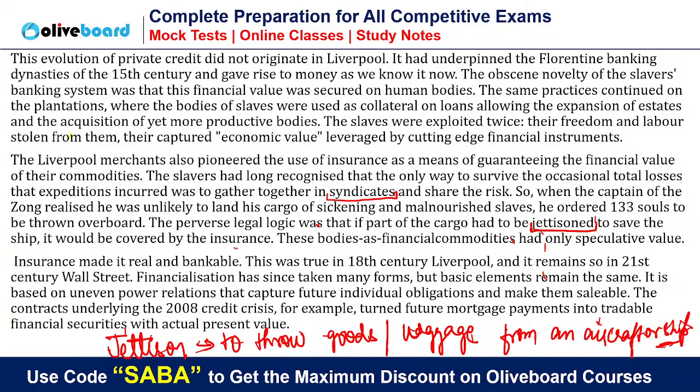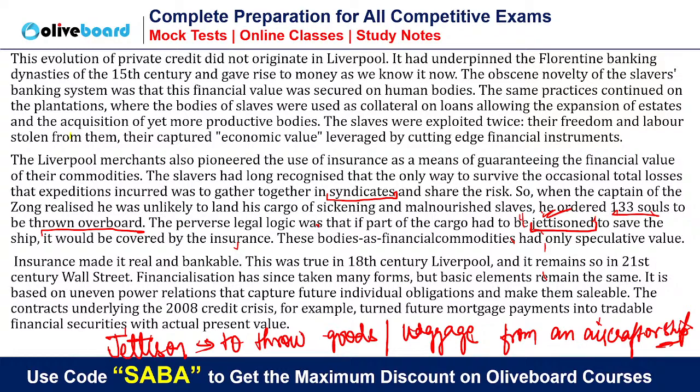So he ordered 133 souls to be thrown overboard. So this is what the cargo had to be jettisoned to save the ship. They had even thrown the slaves also. Earlier, nobody used to value slaves. The treatment was even worse than animals. These days, we don't even treat animals that way. That is how slaves were treated at that time. So I hope you all have understood this.